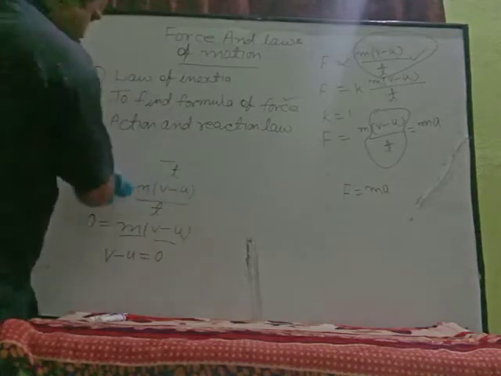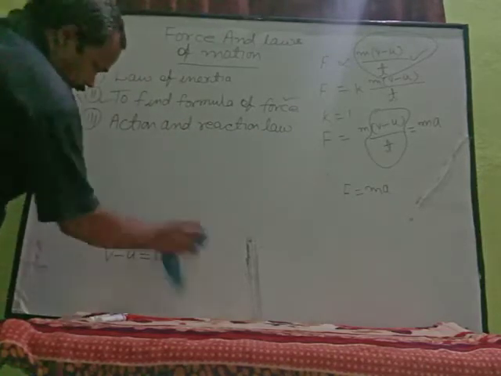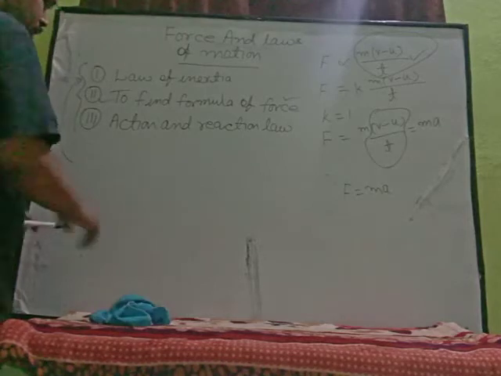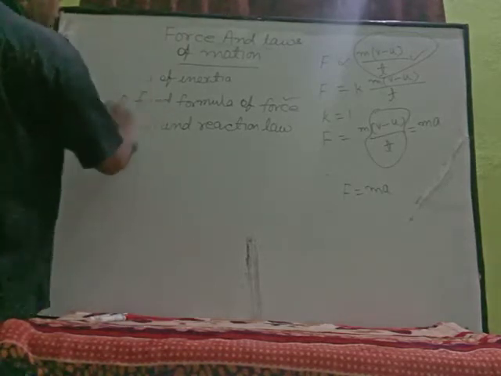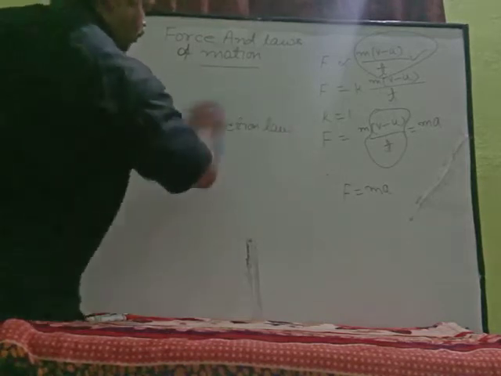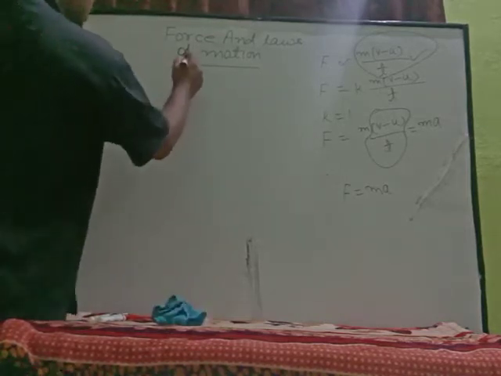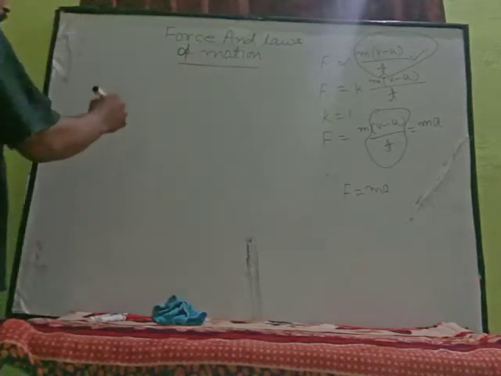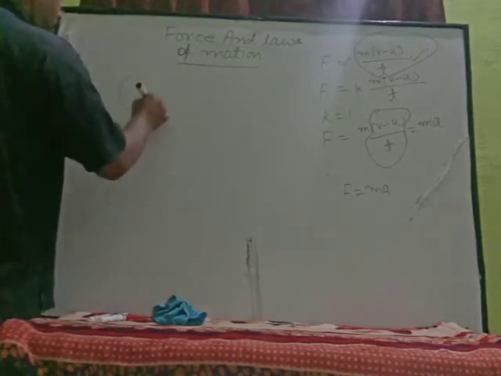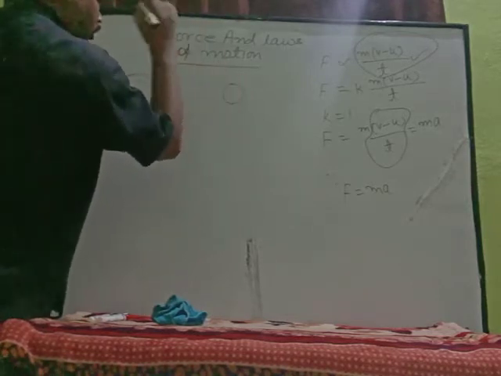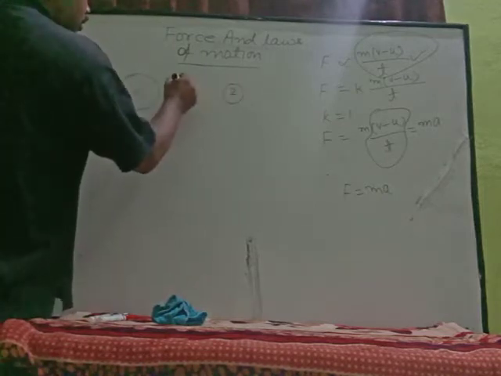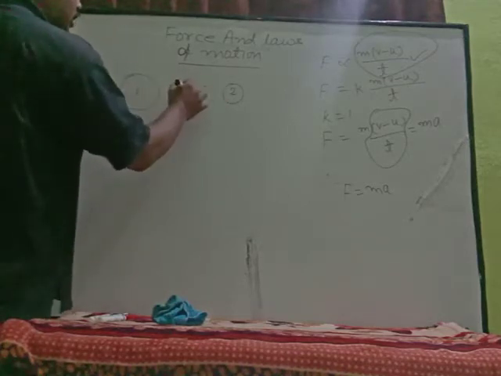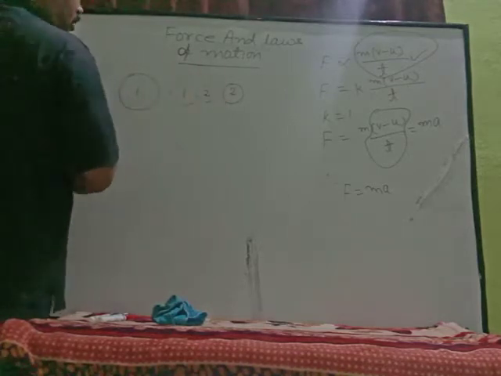Suppose we have two bodies. Body 1 and body 2. Suppose this is body 1, this is body 2. Now these two bodies are coming here and colliding with each other. Clear?